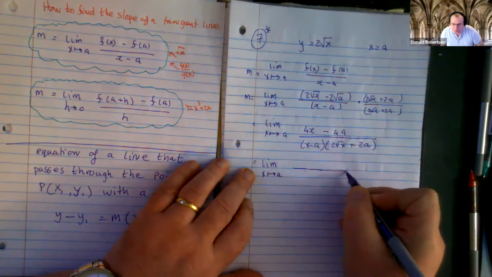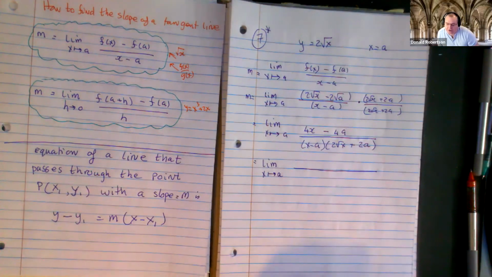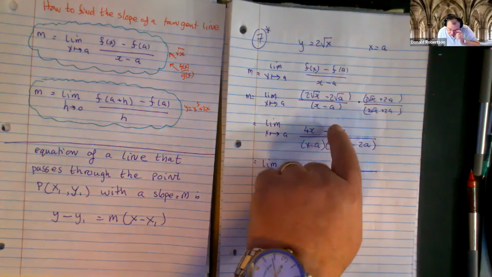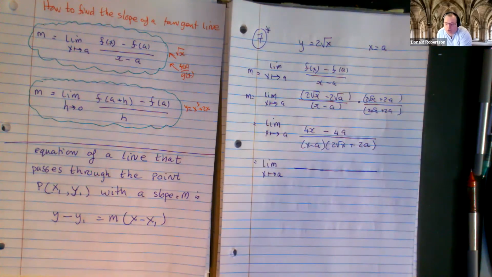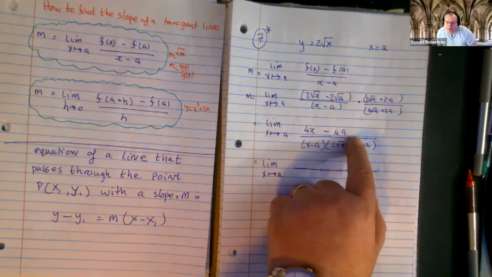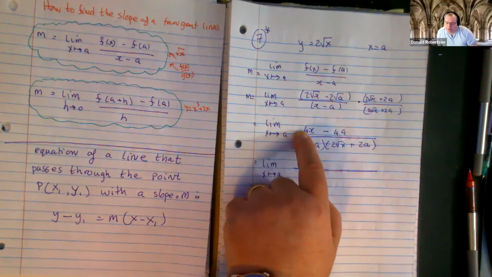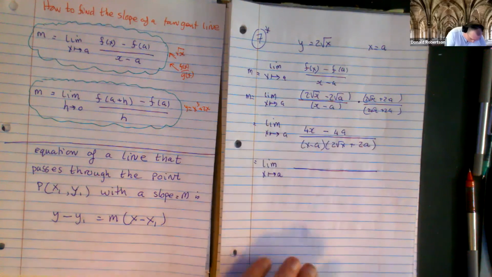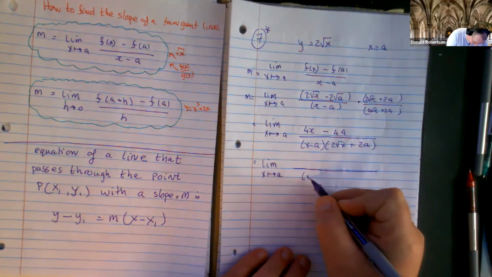Now, normally at this point, you would be able to cancel this guy with somebody in the top, but occasionally you have to do a bit more work. Is there anything simple we can do on the top? Can I rewrite 4x minus 4a in a different way?